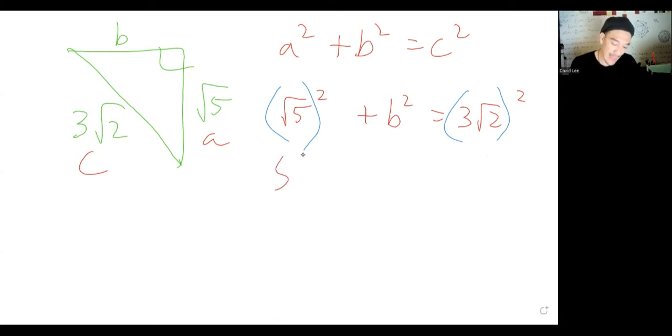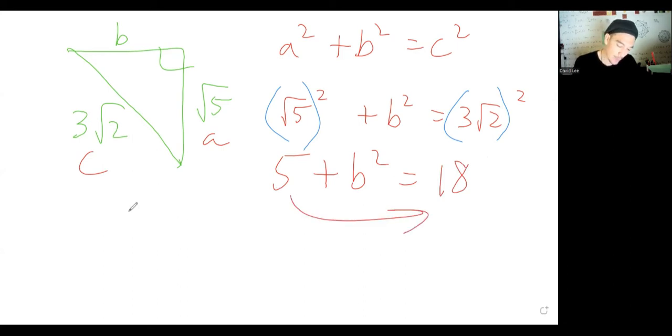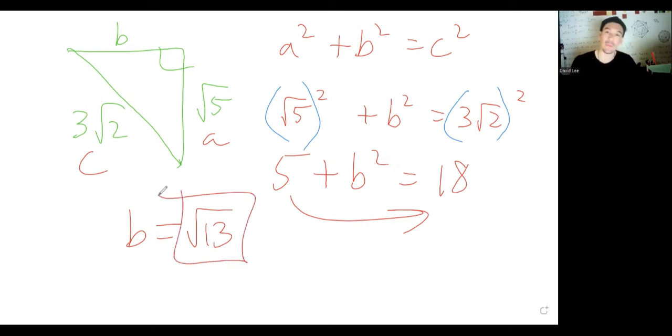So let's see. So this is 5 plus b squared. On a calc, this would be 9 times 2, which is 18. Take away 5 from 18 and square root. The missing leg would be the square root of 13, it looks like. Yeah, so the missing leg would be about square root 13. So we know how to label opposite, adjacent, hypotenuse. We know how to find missing legs. Now we can piece these things together.